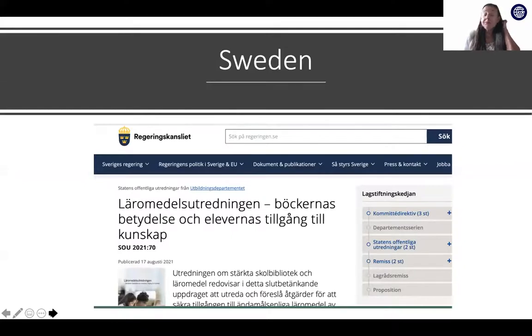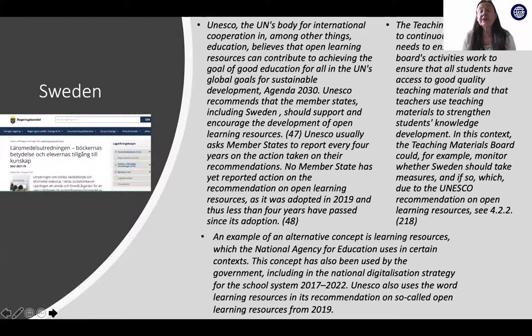So from our country, Sweden, we recently had an assignment from the government about learning resources in the schools, in the K-12 sector. The aim was to strengthen the librarian's function and information system, to better serve the learners in the schools with learning resources. And just some citations from this report: they refer to the UNESCO OER recommendation, that schools have to apply the use of OER for quality resources.